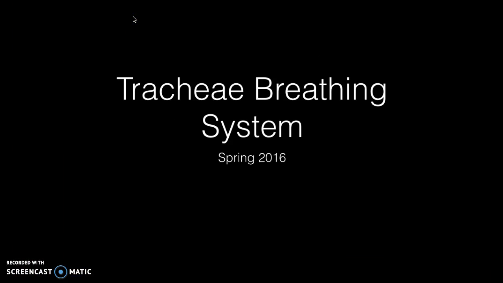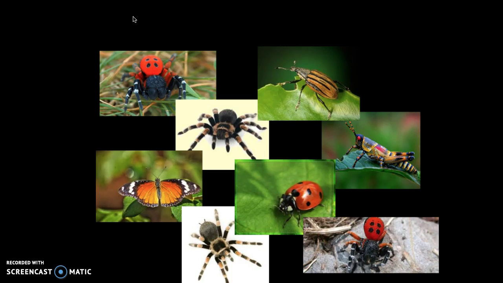So today I am going to be speaking about the tracheal breathing system. This system is found in insects and in spiders. They do have the tracheal breathing system. Basically, what this system does is allow oxygen to get to the animal's tissues, and this system is also responsible for removing CO2, or carbon dioxide, out of the tissues or cells.